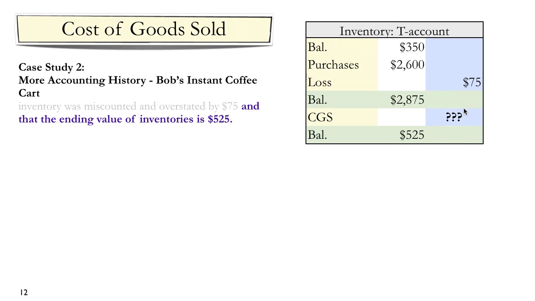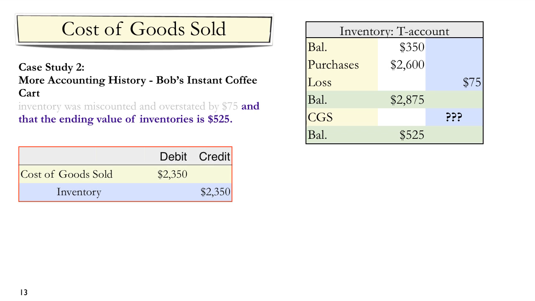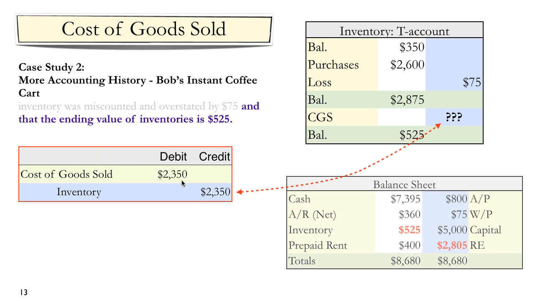So what we need then is a credit to move us from $2875 to $525. Not surprisingly, the appropriate credit here is going to be $2350, and at the same time we're going to recognize cost of goods sold of $2350 as well. And we can then adjust the inventory account to $525, and notice that retained earnings is going to be reduced by $2350 to recognize cost of goods sold as an expense.